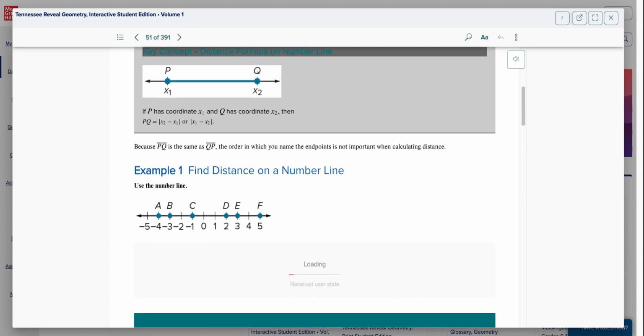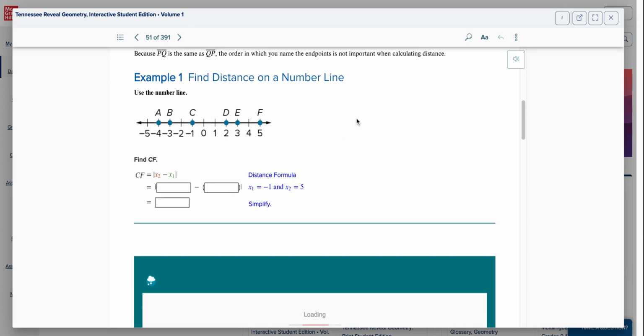Example number 1, find the distance on the number line. Now, I don't particularly like the way they do this because it's kind of long, to be honest with you, but I'm going to show you their way, and then I'm going to show you a shortcut because I am a shortcut kind of person. All right, they want the distance from C to F. There is C on the number line at -1. There is F on the number line at 5. So C comes first. So I'm going to put C at -1, and I'm going to subtract F, which is on 5. And I want you to notice they've got these little bars for your absolute values.